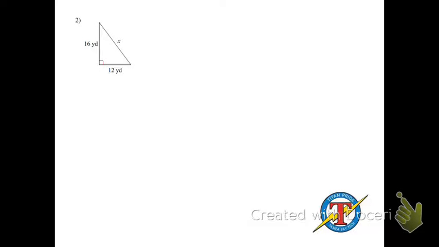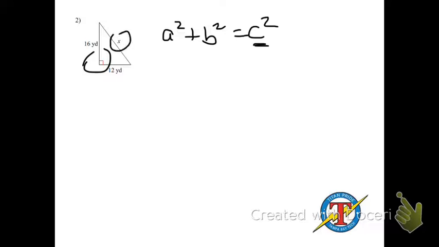Okay, so again, one missing side of a right triangle, so this is the Pythagorean Theorem. a squared plus b squared equals c squared. And c is the most important thing to find. c is the longest side. c is across from the right angle. So in this case, c is x.